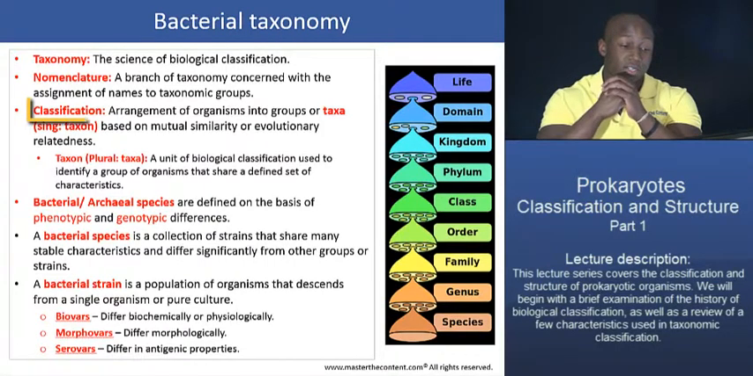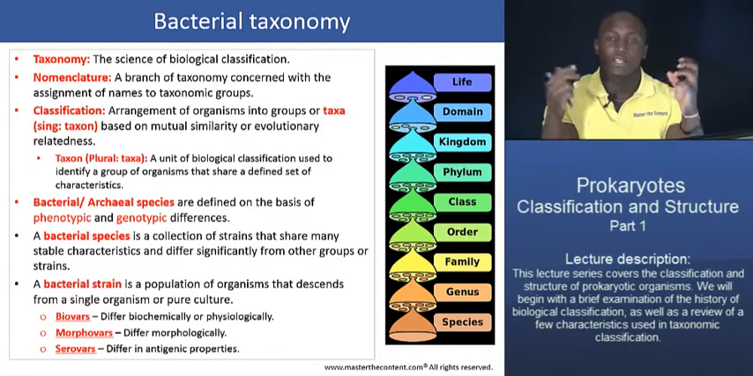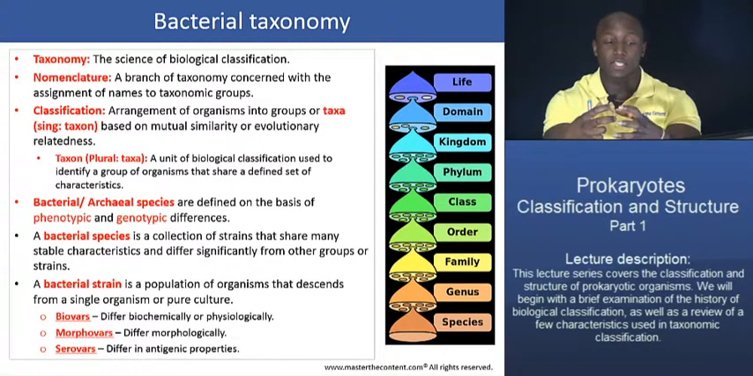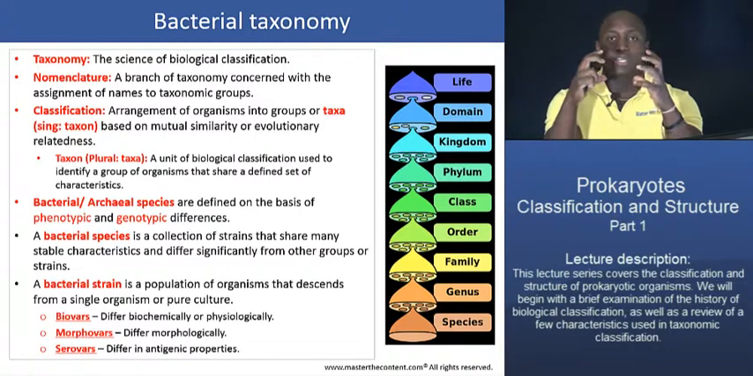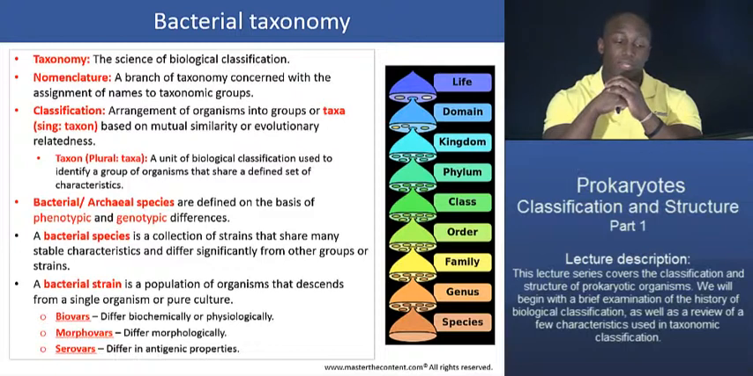Classification, on the other hand, is the arrangement of organisms into what we call taxa, or groups, based on mutual similarity or evolutionary relatedness. You can think of classification as just a way to aggregate organisms into groups that share similar characteristics, which makes it easier for us to discern the evolutionary relationships between these organisms.